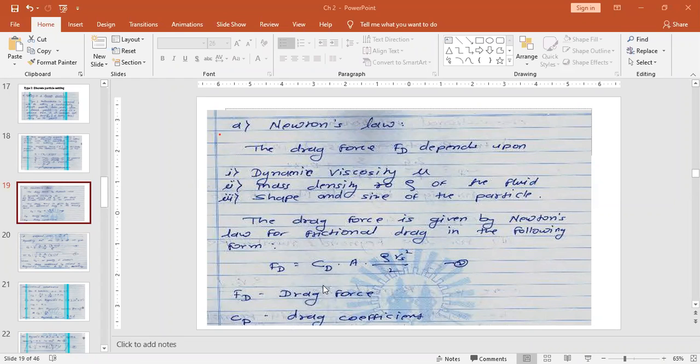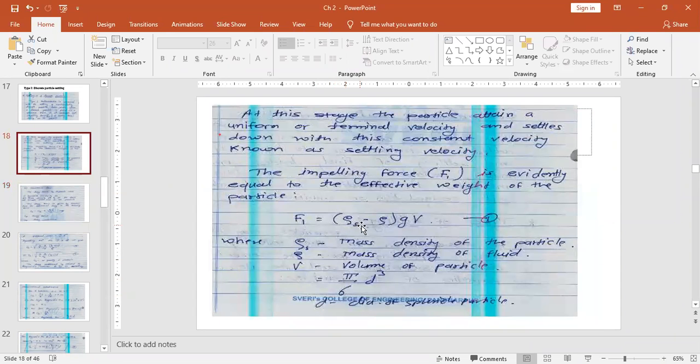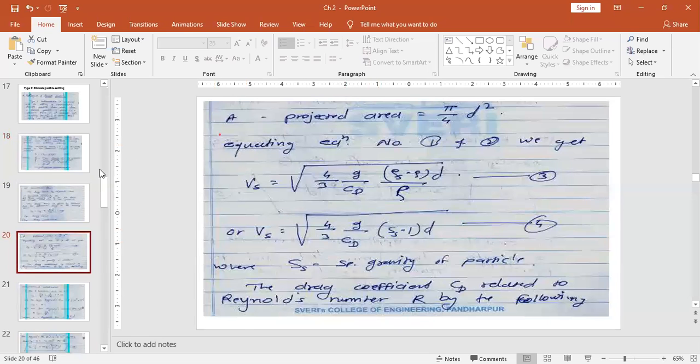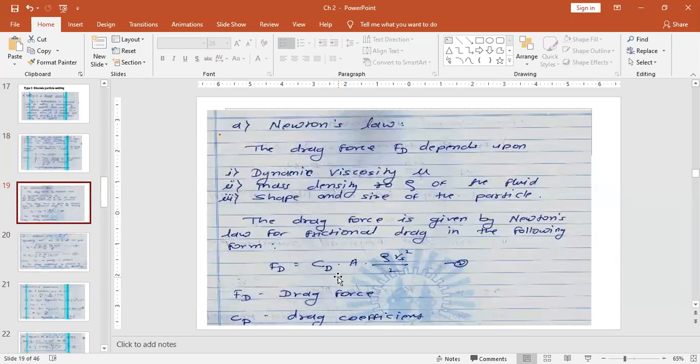Have you done that workout? If not, please do it. What you have to do is equate F1, this F1 is equal to rho S minus rho into G into V, equal to Cd into A into rho into Vs square upon 2. When equating these two equations, cancelling and solving, you will get the equation for Vs.